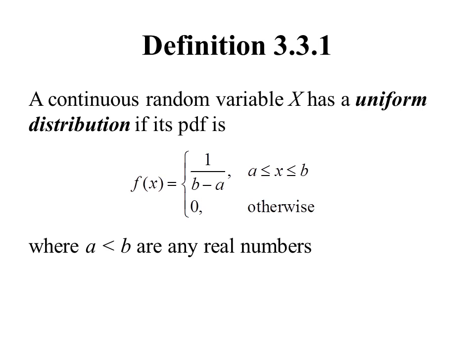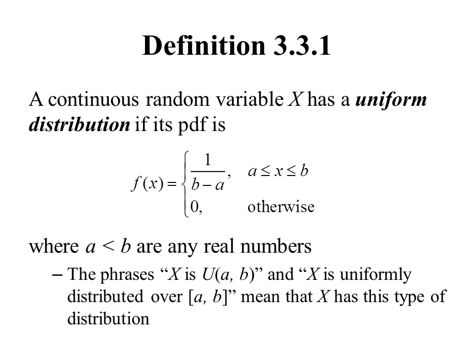A continuous random variable x has a uniform distribution if its PDF is given by this. And so we have a less than b, any real numbers. Those are the two parameters of this distribution. And so the PDF is 1 over b minus a for x between a and b, and 0 otherwise. So b and a are constants, so that means this fraction here is a constant. So the basic idea here is that a uniform distribution has a constant PDF.